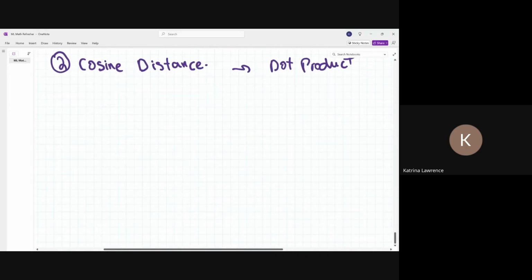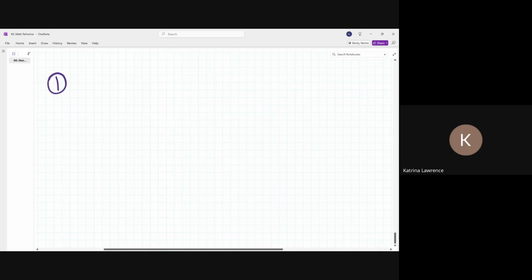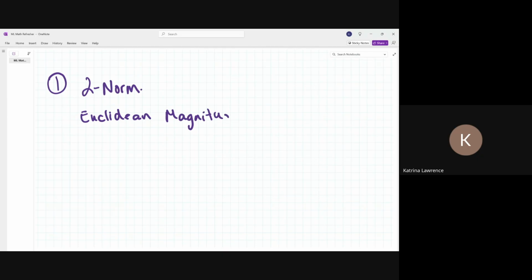Okay, so we're going to start with number 1. So we're going to start with the 2 norm. So in vectors, there's many different ways how you can calculate distance, various different types of what we call norms. So the 2 norm is also known as Euclidean magnitude. I know there can be lots of jargon sometimes in this, but this is why I'm just showing you the different types of words or notation that we can have, just so you can recognize them as the same thing.